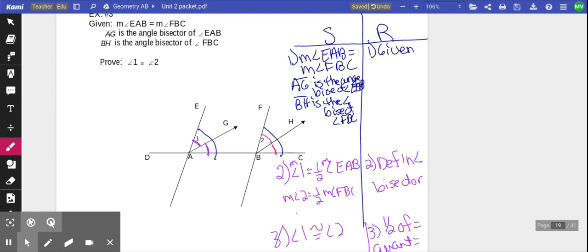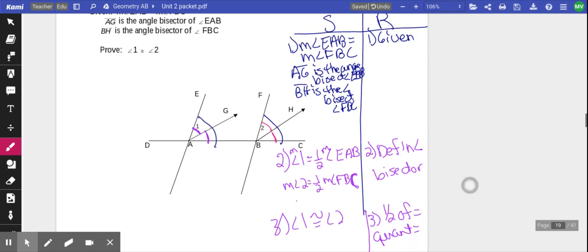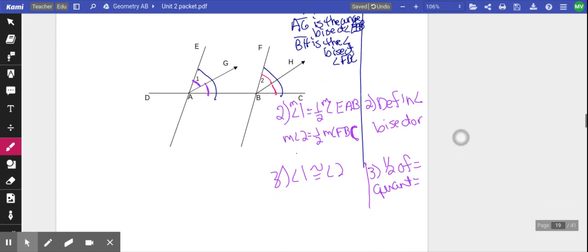Okay, so welcome back. So you can see what I did is I listed my givens, which, I'm sorry, are a little hard to read. I was trying to write small, but I just rewrote the givens. And then my first thing I did is I said the measure of angle 1 equals half the measure of EAB. And that's because of definition of angle bisector. I can also do that for the measure of angle 2 equals half the measure of FBC. Again, definition of angle bisector. And then this proof's pretty much done because we know angle 1 is congruent to angle 2 because halves of equal quantities are equal.